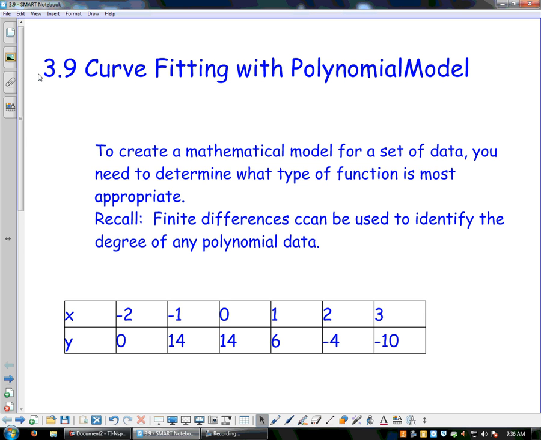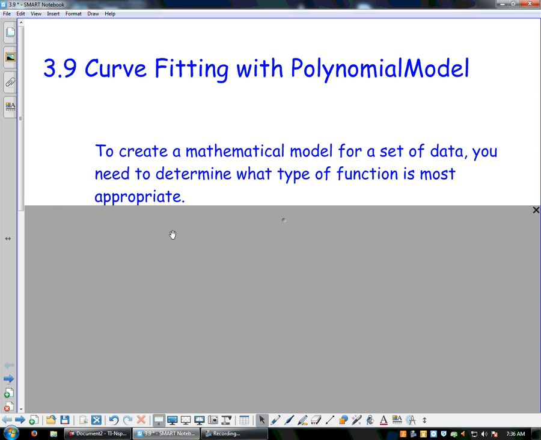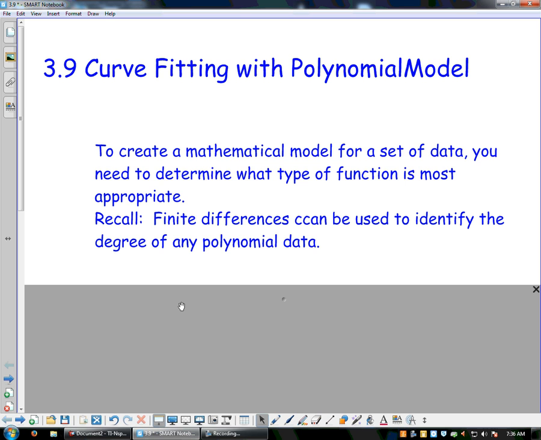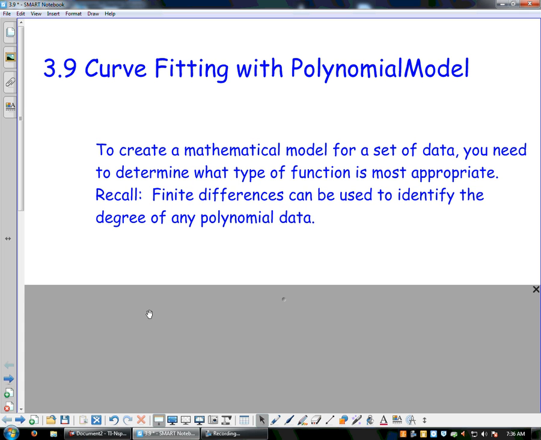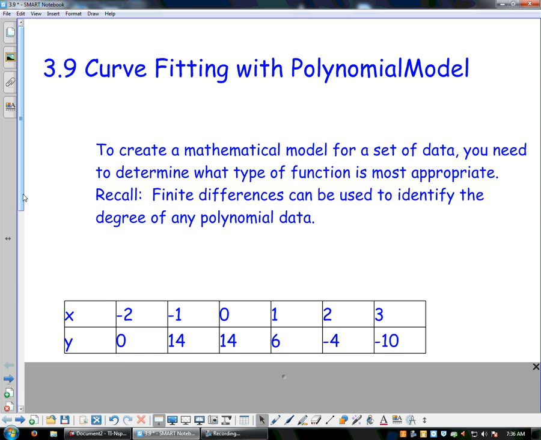We are looking at section 3.9, curve fitting with polynomial models. Some of this is going to be a review for you. To create a mathematical model for a set of data, you need to determine what type of function is most appropriate. So recall, we have used finite differences. Finite differences can be used to identify the degree of any polynomial data.